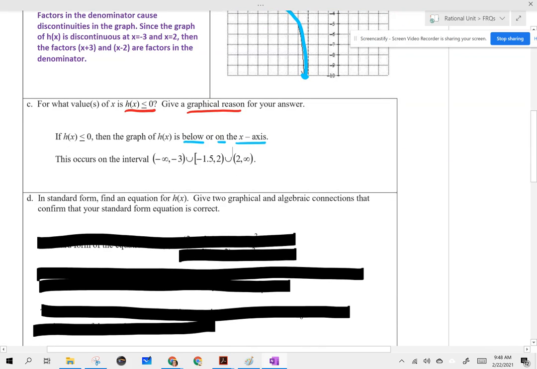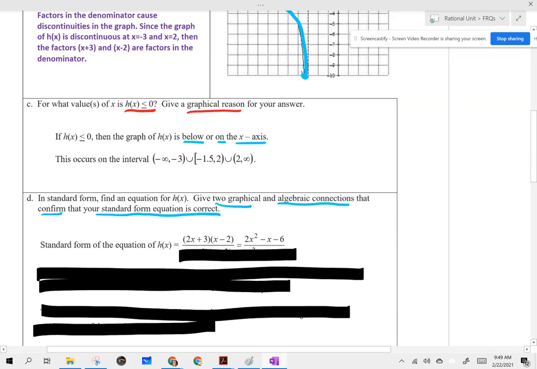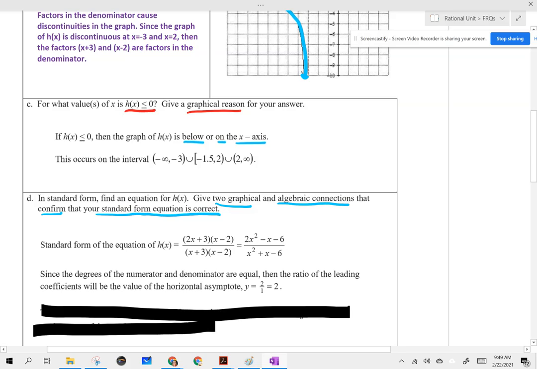Part D, in standard form, find an equation for h of x. Give two graphical and algebraic connections that confirm that your standard form equation is correct. Okay, so here we have standard form of the equation. We're going to take all of our factored form information and then multiply it out. First let's discuss the horizontal asymptote here. Since the degrees of the numerator and denominator are equal, the ratio of those leading coefficients will be the value of the horizontal asymptote, which is y equals 2.